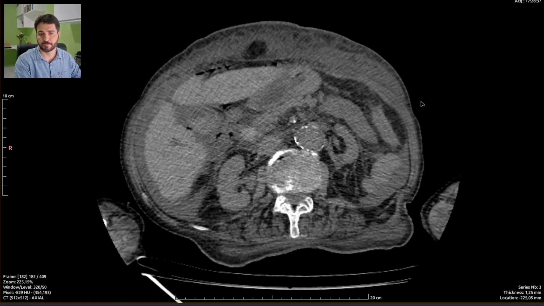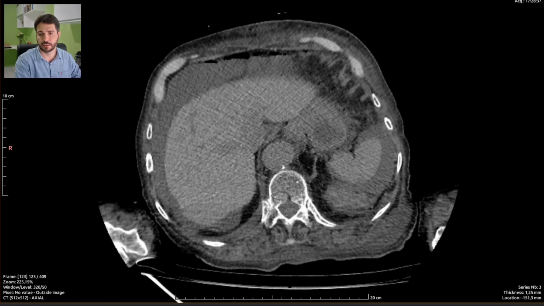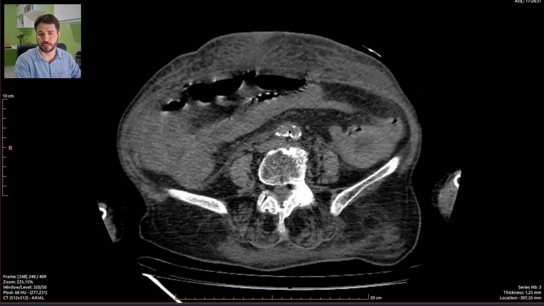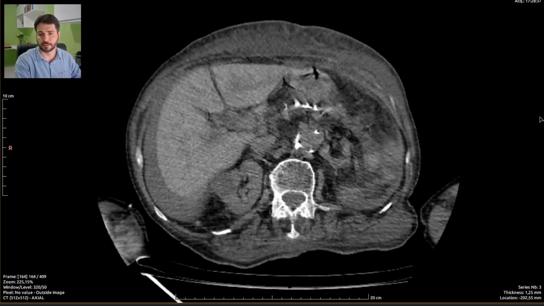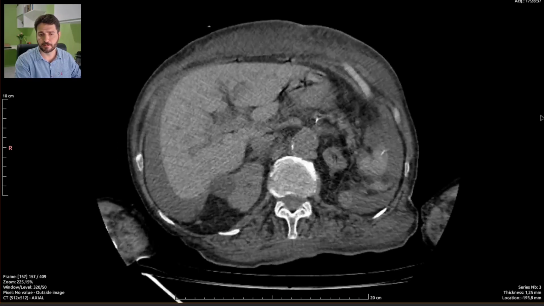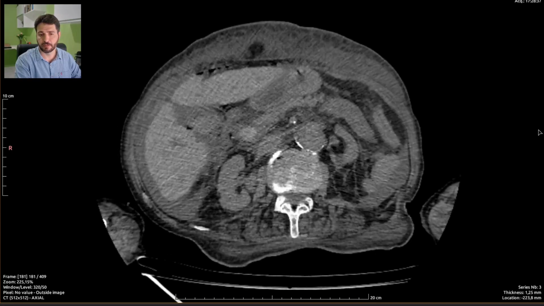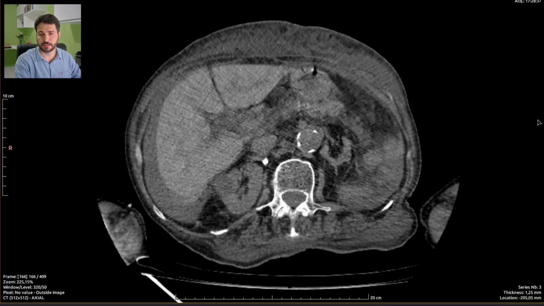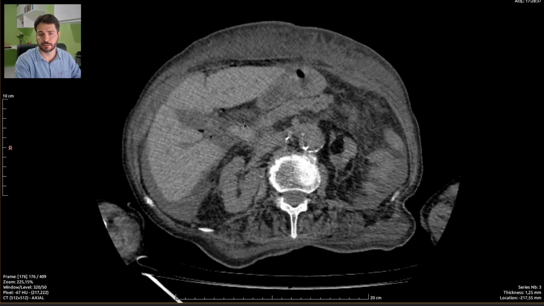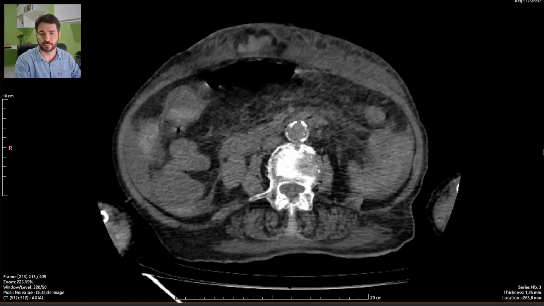We have an atrophic pancreas, an atrophic spleen, a majorly atherosclerotic aorta. We have bilateral chronic kidney disease, and this is an atrophic kidney, so this kidney is gone, and this kidney right here is partially gone.